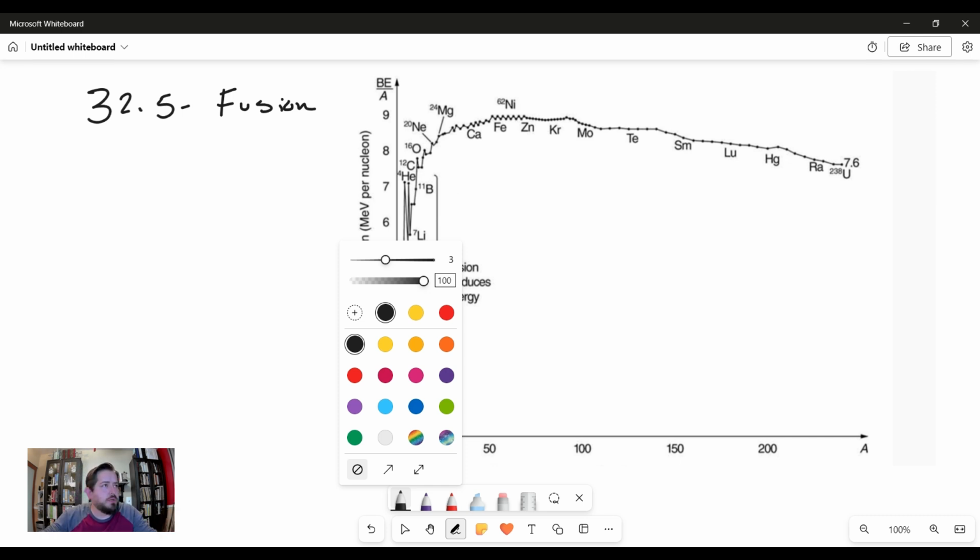We're going to do section 32 here, so let's dive into it.